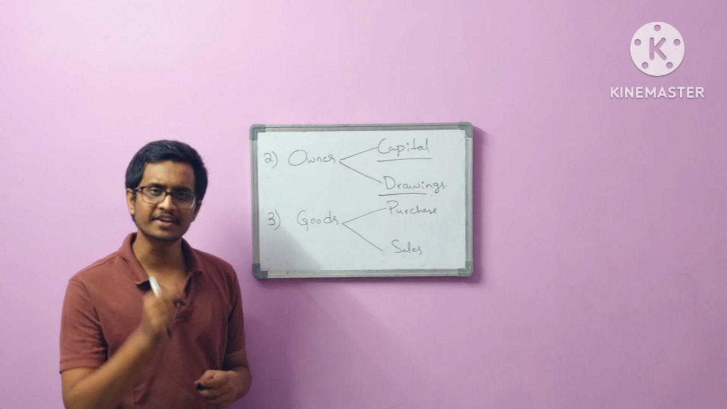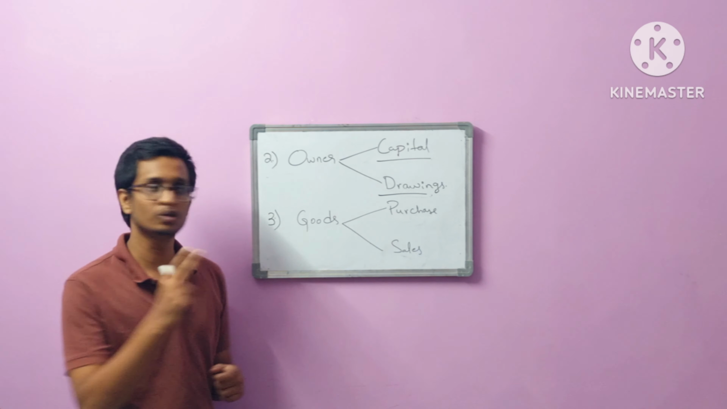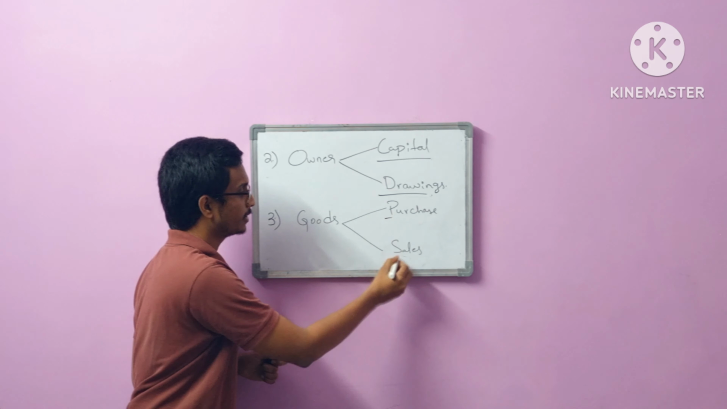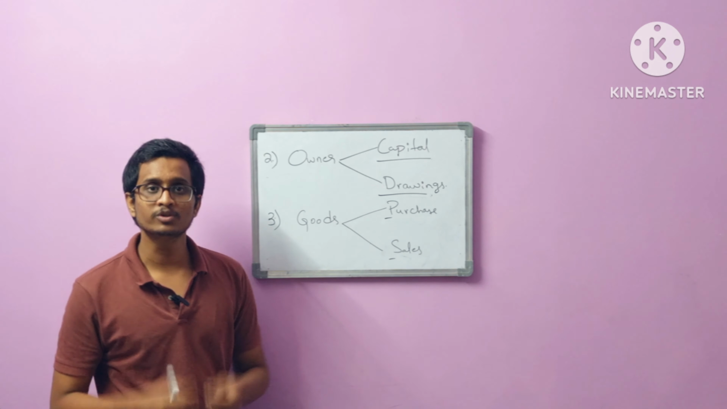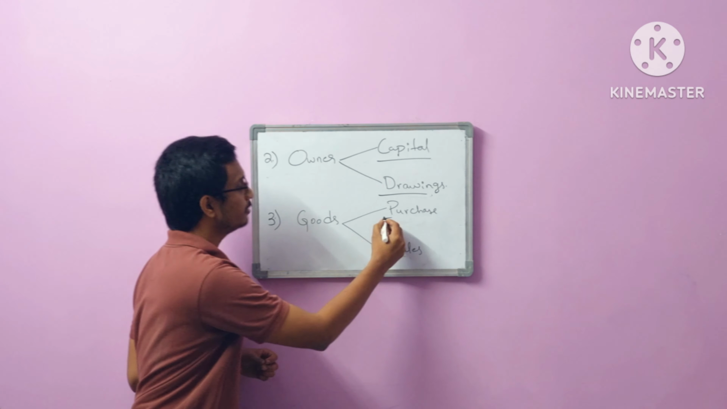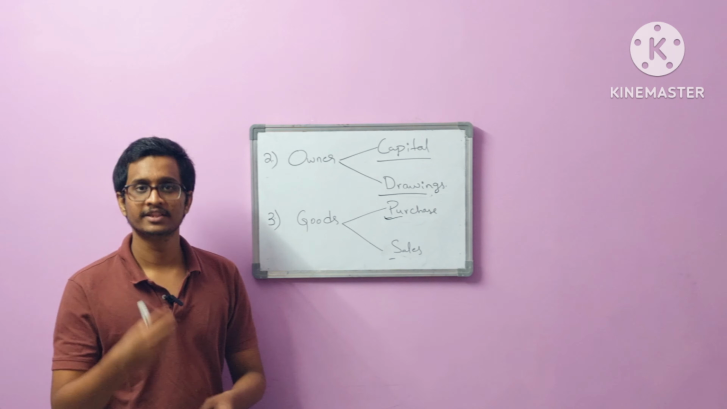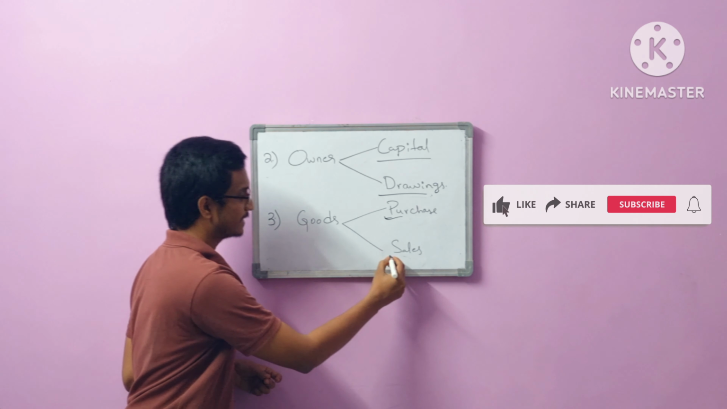Point number 3, in any transaction, if goods are involved, then you should get two words. One is purchase and the other one is sales. Whenever goods are coming into the business, then we need to use the word called purchase. Whenever goods are going out from the business, then we need to use the word called sales.